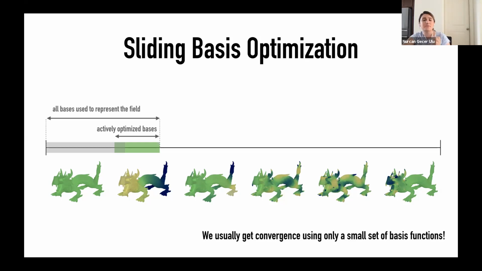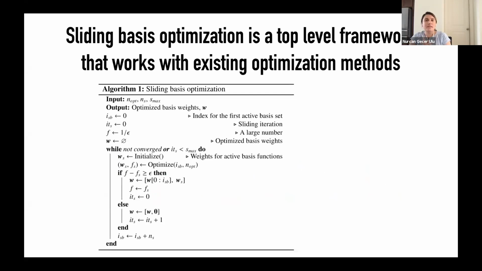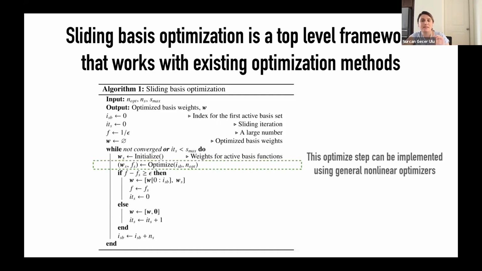And one thing I want to point out here is that we usually get convergence using only a small set of basis functions, and this is how we are able to reduce the number of optimization variables and make the optimization a lot faster, and be able to solve otherwise intractable design optimization problems. I'm not going to go into the details of all of our algorithm. But one thing I want to mention here is that sliding-based optimization is a top-level framework that works with existing optimization methods.